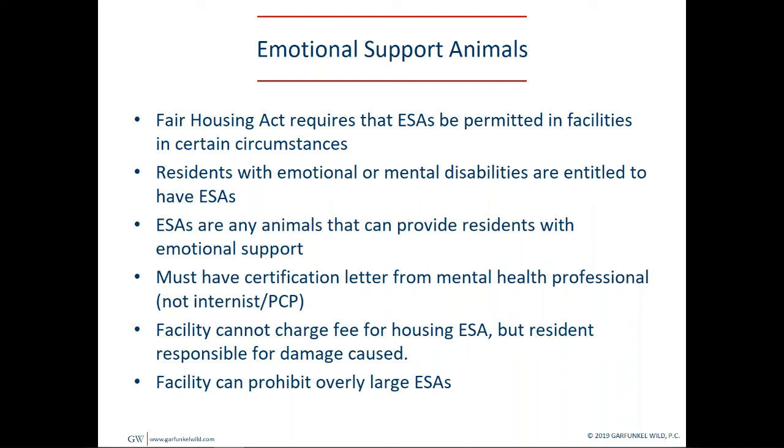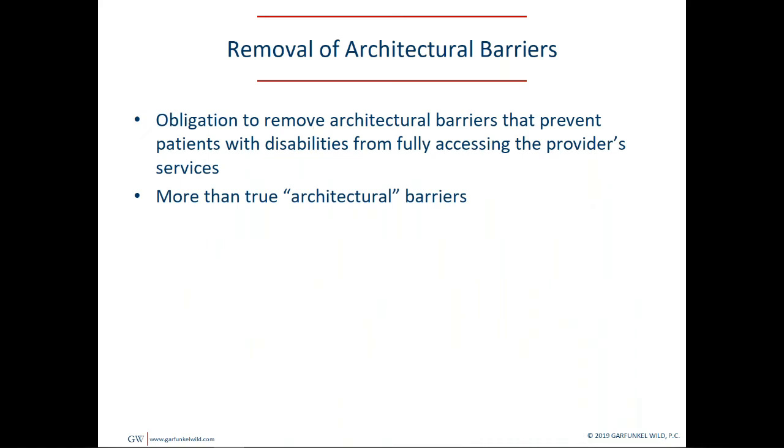So that's the distinction between service animals and emotional support animals. Let's talk real quick about removal of architectural barriers. This is usually not a problem for nursing facilities because they must follow the hospital code when they're constructed, and because they are, by definition, facilities for people undergoing rehabilitation as a result of mobility or other disabilities, they generally have architectural barriers removed. It's not an issue. But if there is an architectural barrier that's not removed, the facility has an obligation to remove an architectural barrier that prevents a resident with disabilities from fully accessing the facility services.